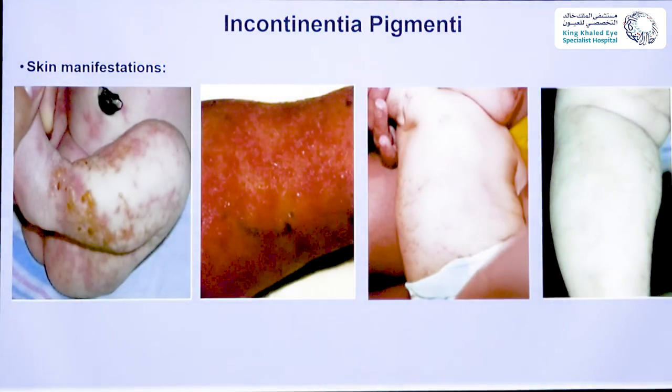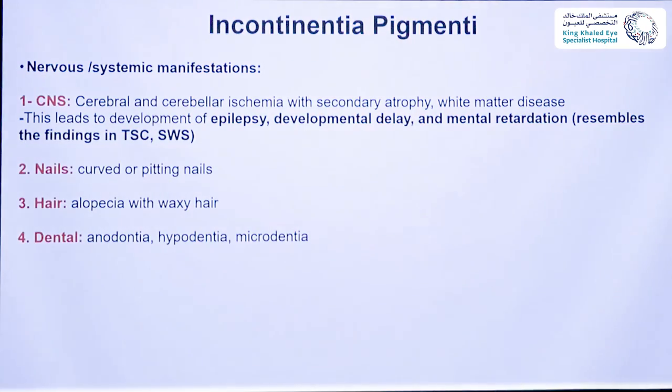How about the findings? You can have these skin lesions, especially if you have a female or a young girl presenting at the age of 5 to 6. They present with these skin lesions. You can have blisters or vesicles, followed by verrucous spots, then hyperpigmentation and then hypopigmentation. These are the stages that develop. It's like a process, like a journey.